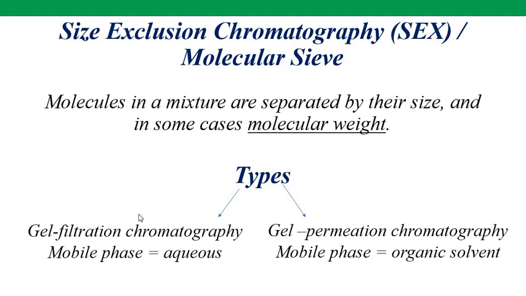The second type of column chromatography, which can be used for the separation of proteins from mixtures, is size exclusion chromatography or molecular sieve chromatography. In this chromatography, molecules in a mixture are separated by their size and in some cases according to their molecular weight. It has two types depending on the nature of the mobile phase. In gel filtration chromatography, the mobile phase is aqueous, while in gel permeation chromatography, the mobile phase is an organic solvent.